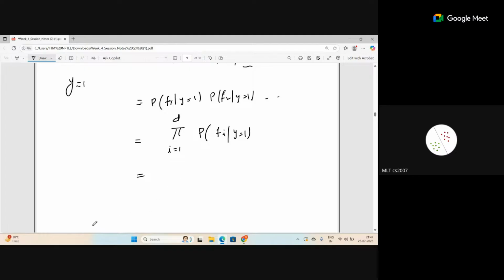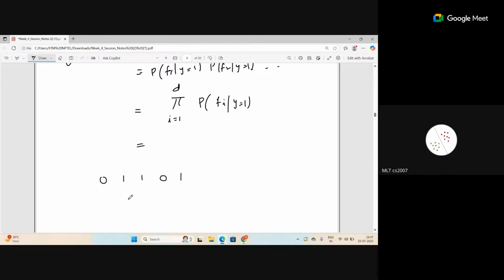So let's say you have 0, 1, 1, 0 and 1, and suppose they are independent of each other. What I'm saying is, you have a coin with probability p, and I have tossed it 5 times.